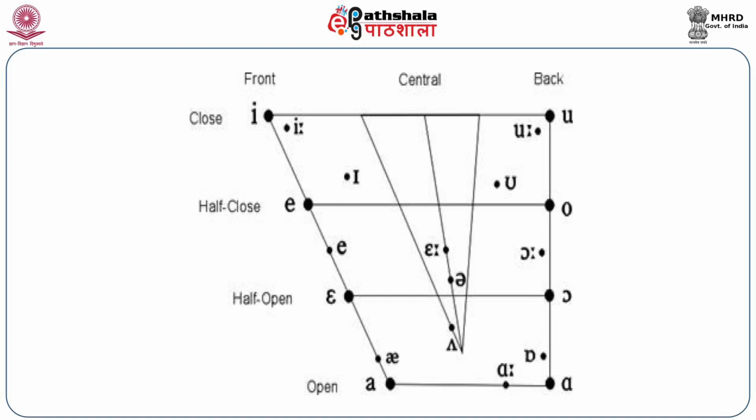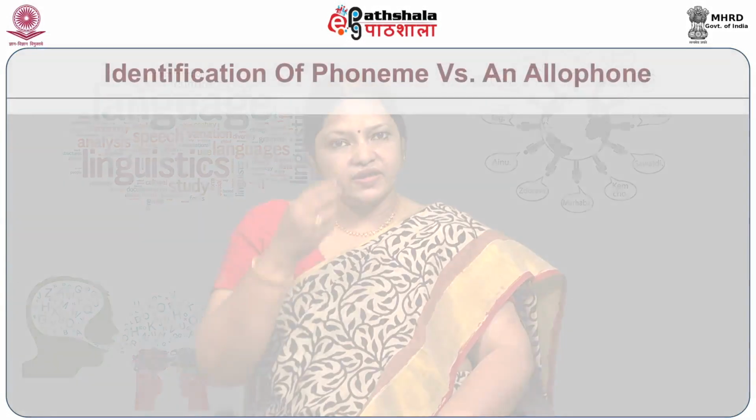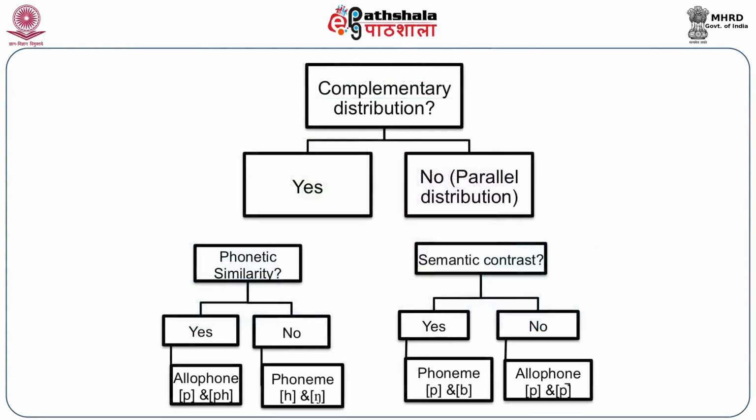Now, what were the discovery procedures used in classical phonemics to identify a phoneme? There were four principles involved in the identification of phonemes of a language. The four principles were the principle of complementary distribution, the principle of phonetic similarity, the principle of semantic contrast, and the principle of pattern congruity. Here is a diagram that I have given you in your e-text which describes how we can identify if two sounds are two different phonemes or allophones of the same phoneme.